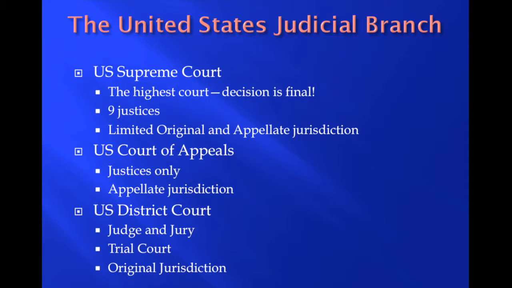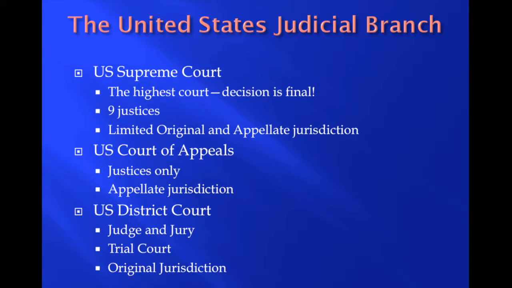There are 9 justices. There is no jury, so that means there's no trial. Basically, they review the decisions of lower courts, and that's what the appellate jurisdiction is. That means the case has already been heard, and they're hearing it for the 3rd time. Sometimes there is original jurisdiction, which means they hear the case for the first time, but that's rare.